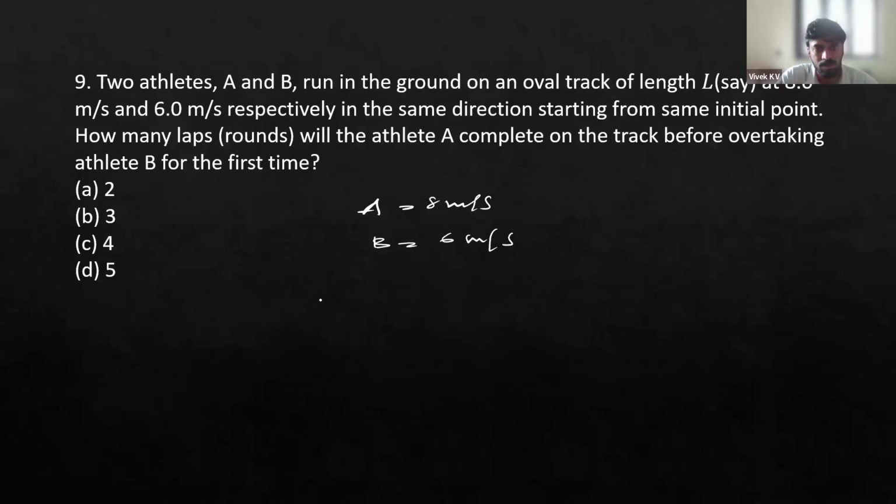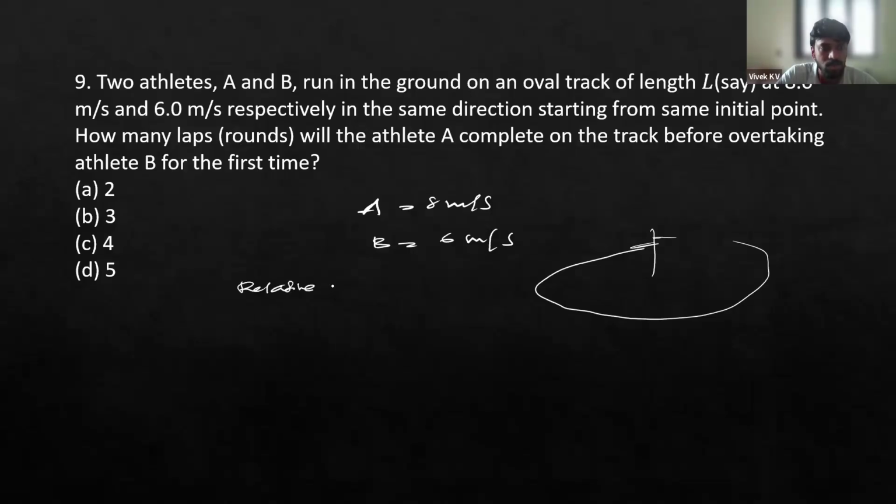Okay, so A is moving at a higher speed, and B is moving at a lower speed. How many laps, the number of rounds, will A complete on the track before overtaking athlete B for the first time? Both are starting from the same point, and they are running around an oval track. So what is the relative speed between the two?